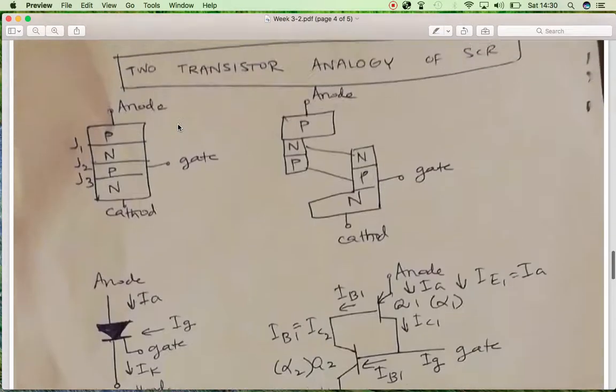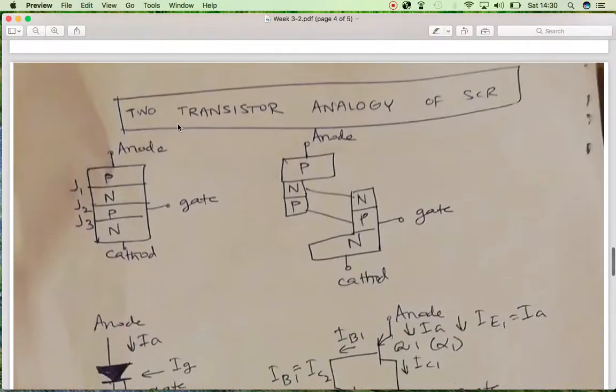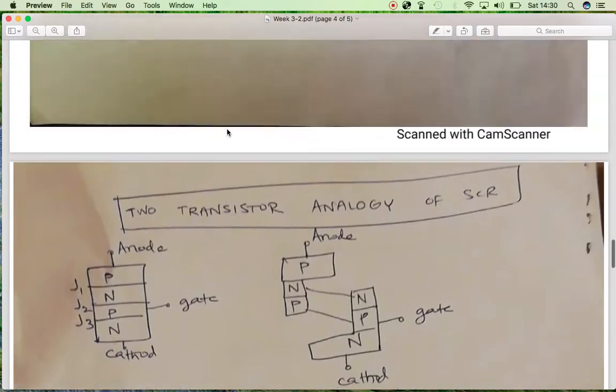So with this two transistor analogy, we have understood the behavior of the SCR and its conduction of anode current, and its relation with reference to IG and alpha values, and we have understood the operation of the SCR in terms of transistor language.